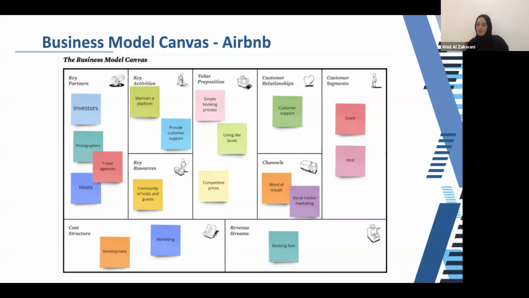So for Airbnb, it's guest and host. Each one of them has a different set of goals and behaviors, and they have to take each one of them into consideration in order to make Airbnb work.